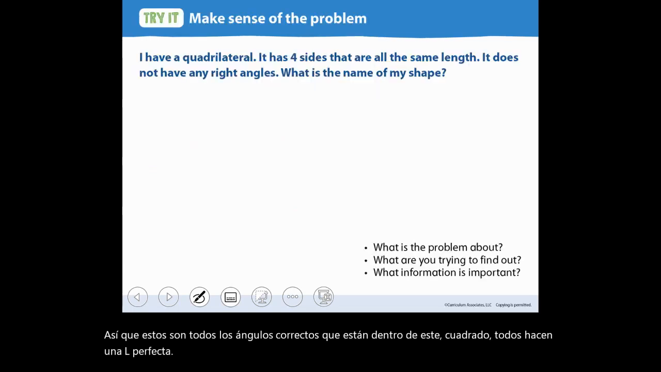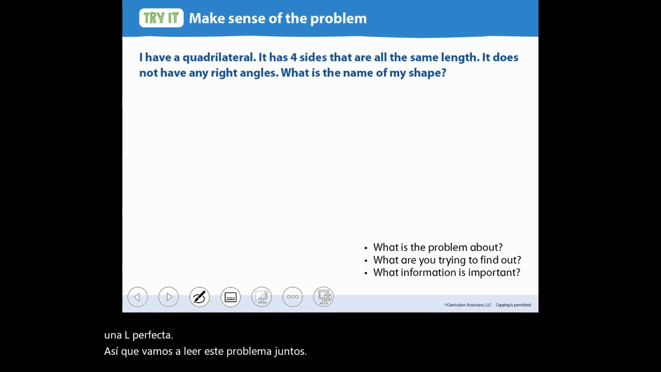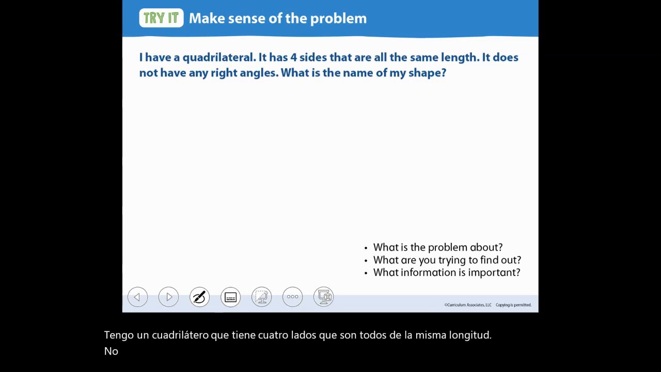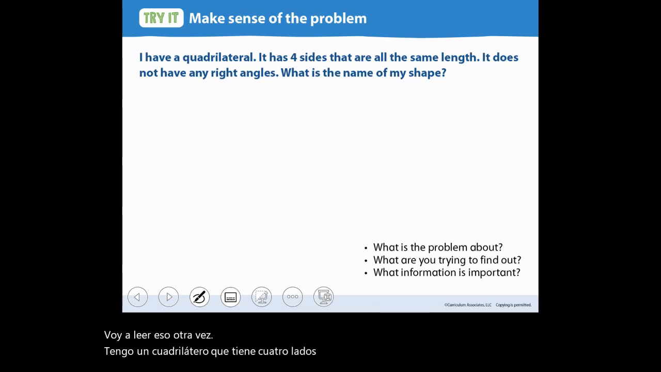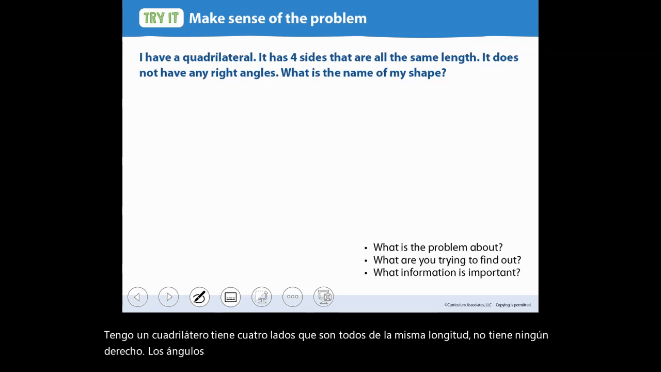We're going to read this problem together. I have a quadrilateral. It has four sides that are all the same length. It does not have any right angles. What is the name of my shape? I'm going to read that again. I have a quadrilateral. It has four sides that are all the same length. It does not have any right angles. What is the name of my shape?